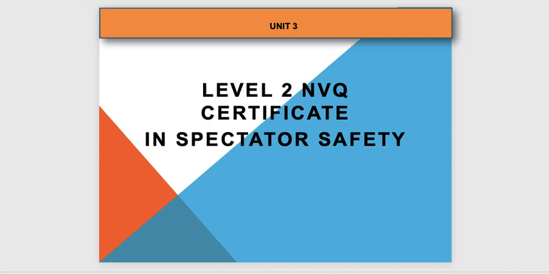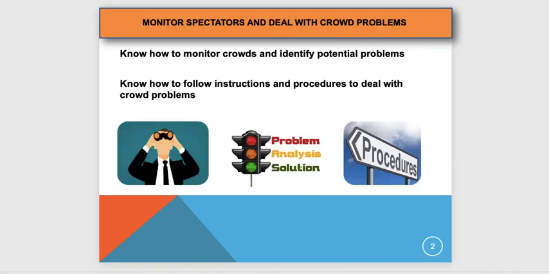So let's continue with Unit 3. What's Unit 3 all about? It's monitor spectators and deal with crowd problems. In Unit 1 we dealt with briefings and registrations, everything about you. Unit 2 was all about how to understand control movements and to recognise them. Now we're going to look at monitoring spectators and dealing with the problems. We'll learn how to do this, and how to follow instructions and procedures to deal with these crowd problems. You will get this from your briefing, but this gives you an overview of what it's all about.